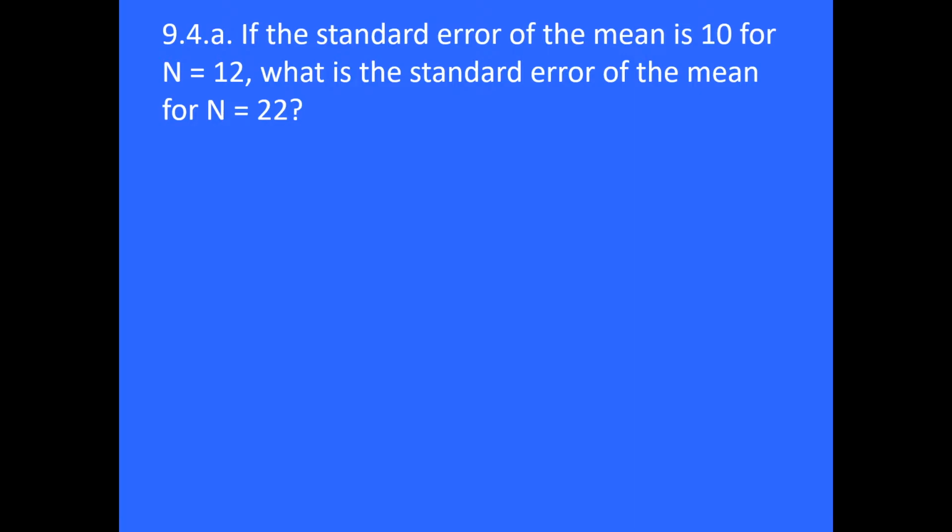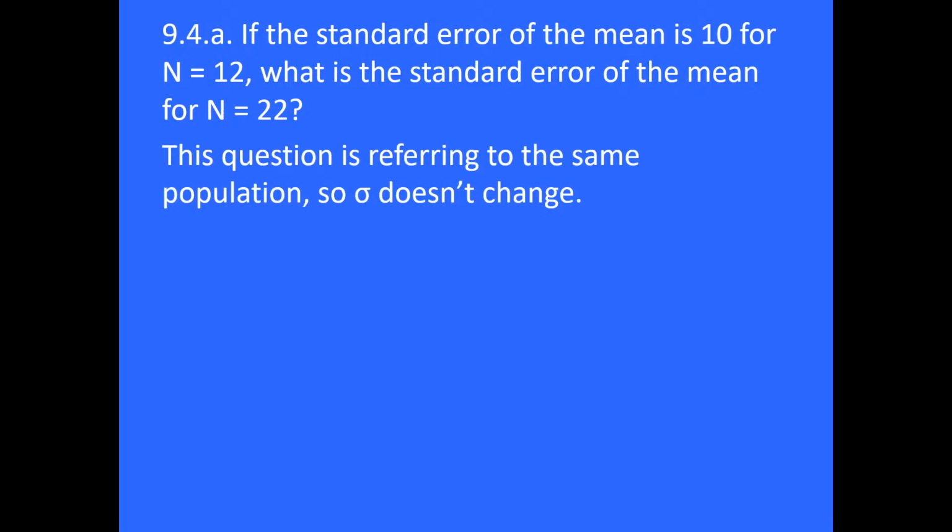So this is essentially an algebra problem. What stays the same is the standard deviation of the population. Okay, so that's what stays the same. So standard deviation stays the same. All right, we can find an answer using this formula. The standard error is equal to the standard deviation over the square root of n.